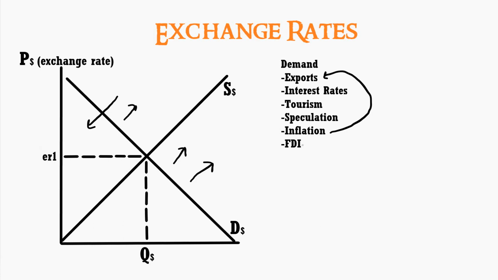FDI, foreign direct investment, is investment from other countries. For example, Volkswagen can open a factory in Rwanda. I think that just happened recently, actually. So if countries are coming in the form of FDI, they'll demand your currency to do so, and demand will go up.